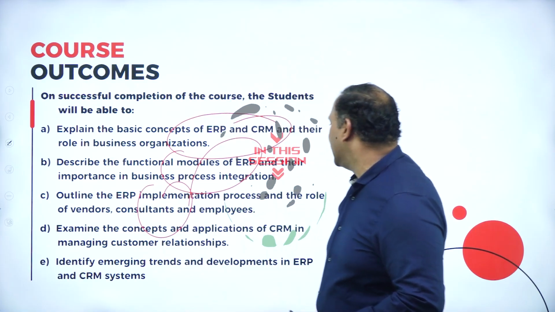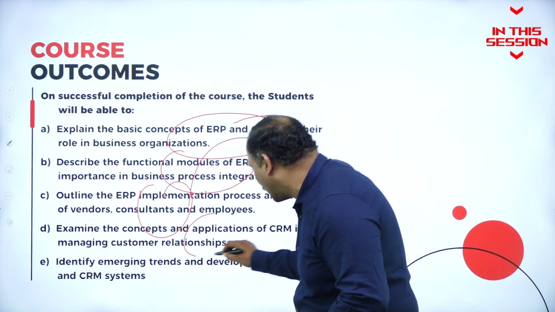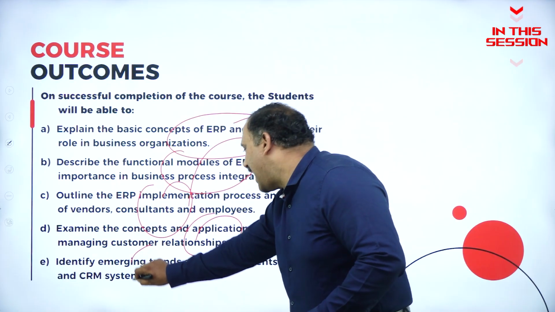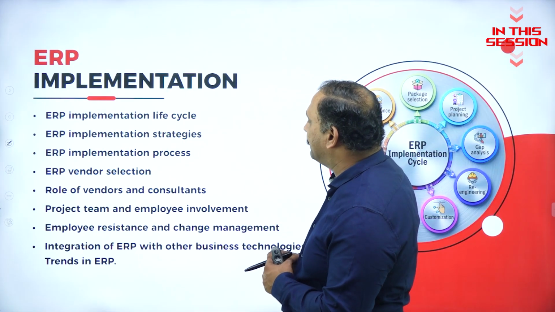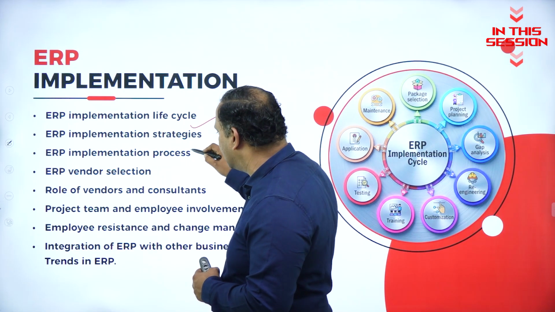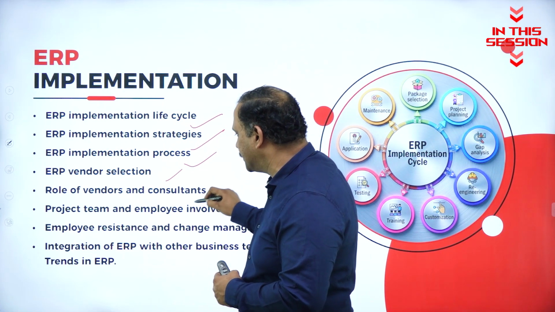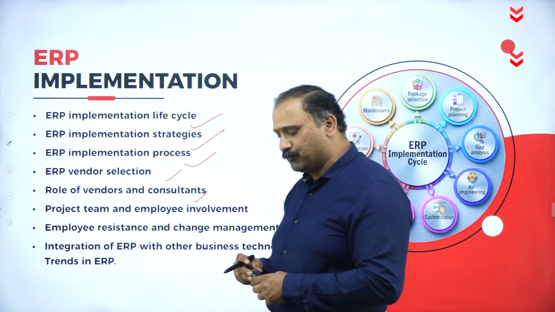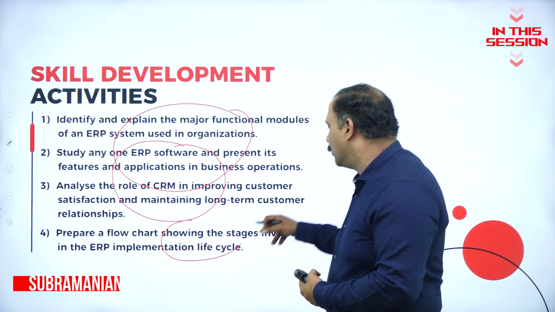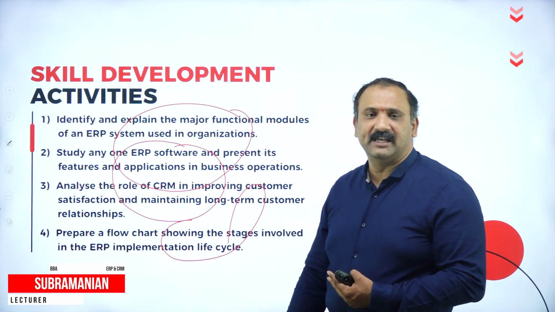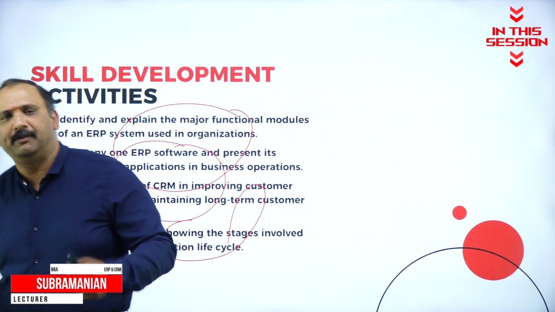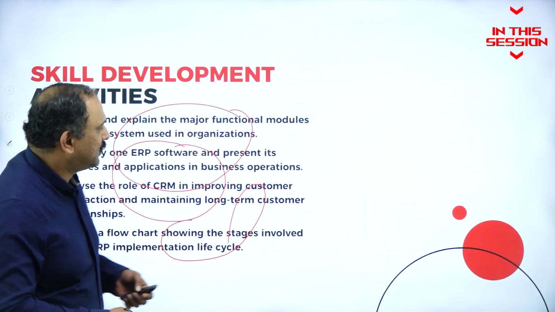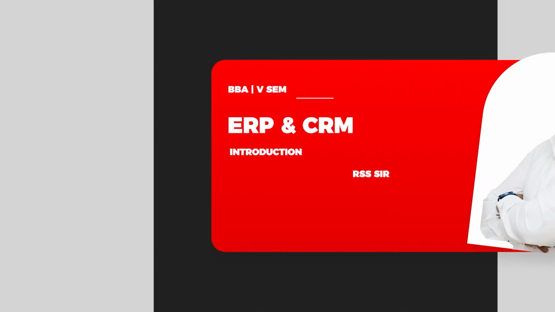Outline the implementation process, examine the concepts of application, identifying the emerging trends and developments in the CRM system, followed by the ERP implementation. So it starts with the life cycle, the strategy, process, selection, consulting, and the employee involvement. So when you're going to prepare a flow chart, the stages that are involved in the ERP, each and everything is going to be explained to you. So this is going to be quite interesting for each one of us to understand today.